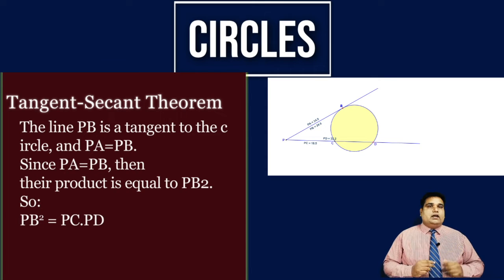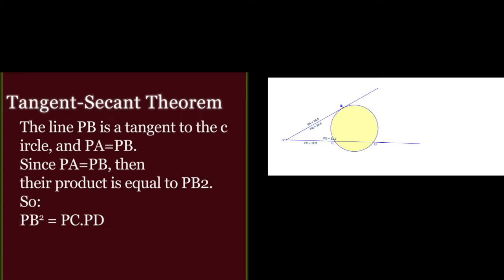But here, since PA is equal to PB, because a tangent only touches one point on the circle, we can take PA equal to PB. So either PB square or PA square is equal to PC into PD.